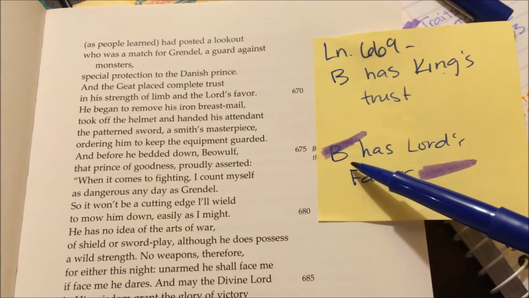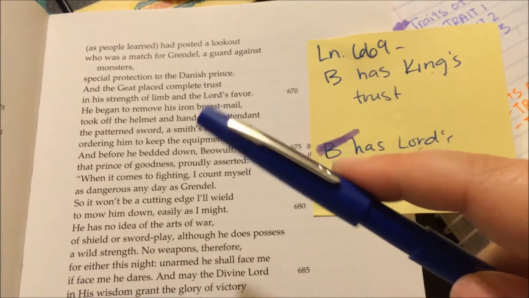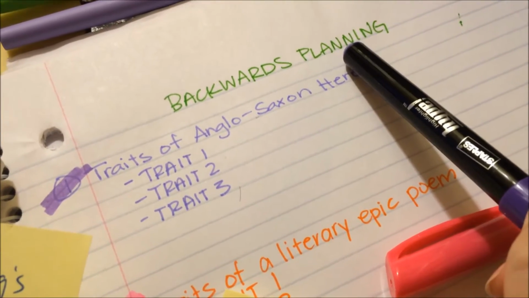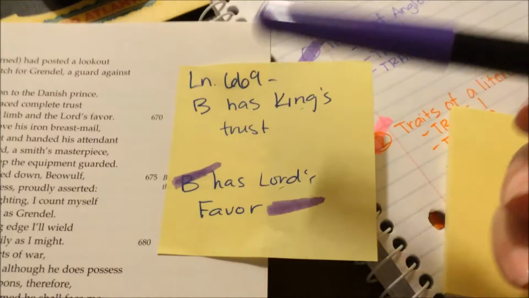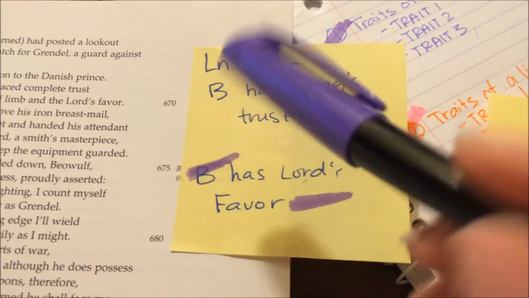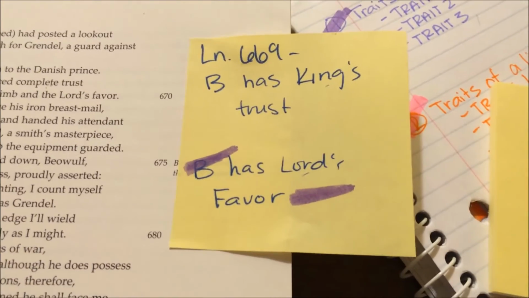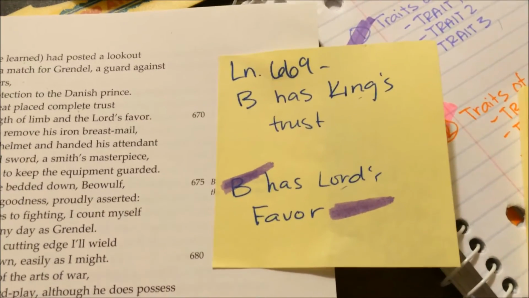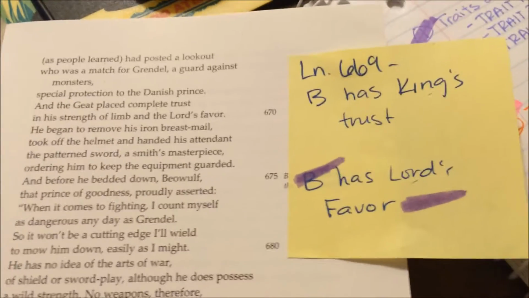Well, I also said that Beowulf has the Lord's favor. Well, these are both, you see where I use my pen? These are both traits of the Anglo-Saxon hero. You see, I already made this note in my backwards planning, and I have assigned my purple highlighter to it. So over here on my annotation, I've just taken my purple highlighter and I have just drawn on it a couple of times. So that way I know that right there, that's going to go towards the traits of the Anglo-Saxon hero whenever I am writing my constructive response.